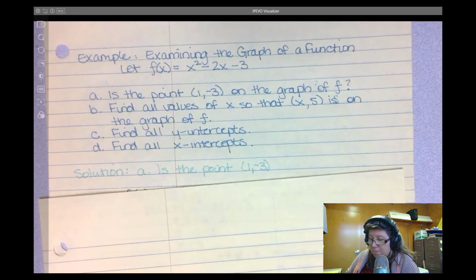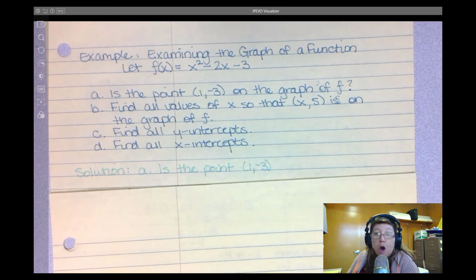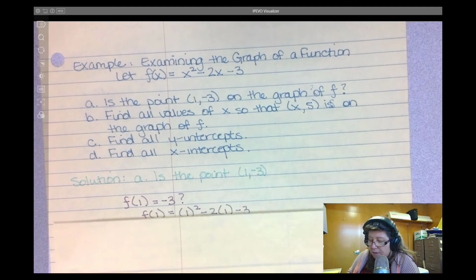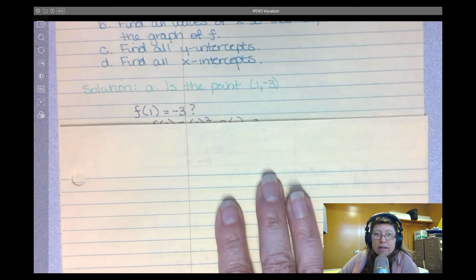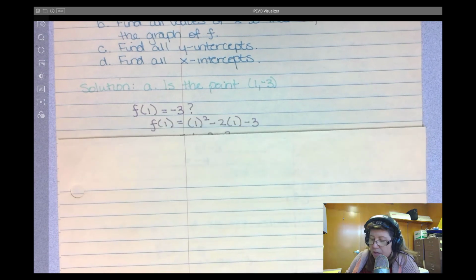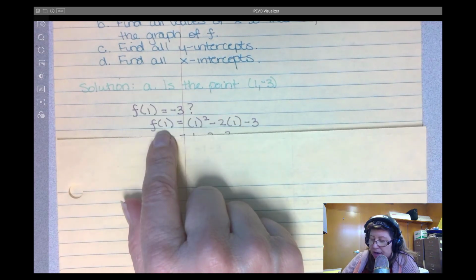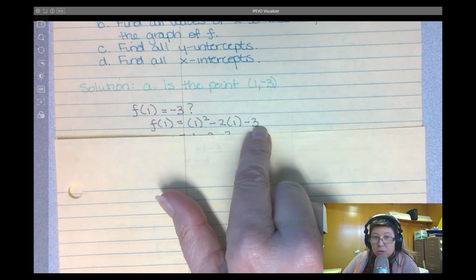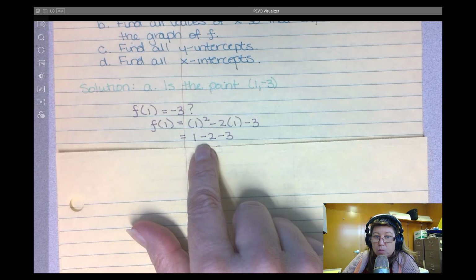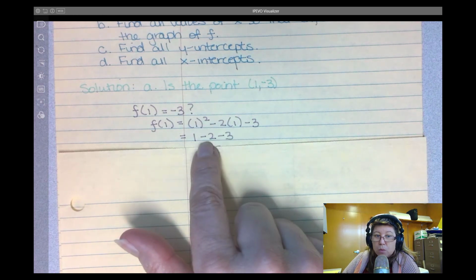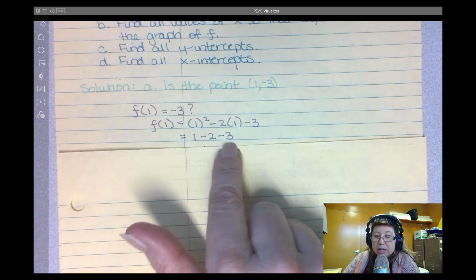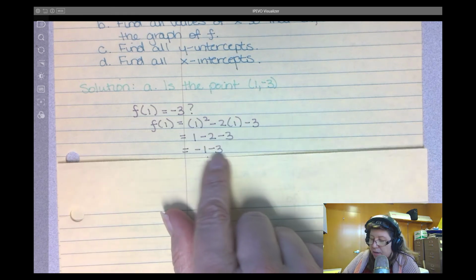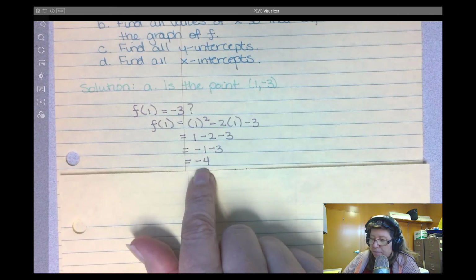All right, first of all, is the point (1, -3) on the graph? The easiest way to figure this out is let's plug in 1 and see if the negative 3 pops out. So, does f of 1 equal negative 3? So let's plug it in and see. f of 1 is 1 squared minus 2 times 1 minus 3. 1 squared is 1. 2 times 1 is 2, so 1 minus 2 minus 3, negative 1 minus 3, and so we get negative 4.